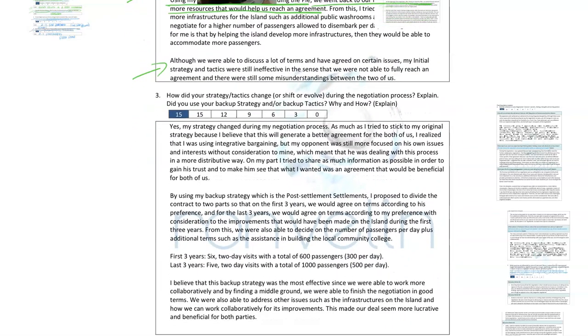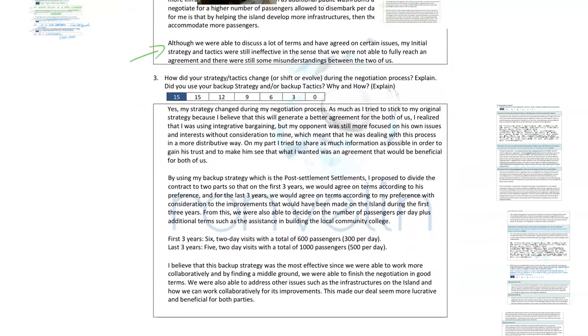How did your strategy and tactics change or shift or evolve during the negotiation process? Explain. Did you use your backup strategy and or backup tactics? Why and how? So the first thing you want to answer is this first one. How did your strategy and tactics change or shift or evolve? They're going to shift and evolve. Even if you stay glued to them, they're going to go through different machinations, different iterations, different ways of working with them.